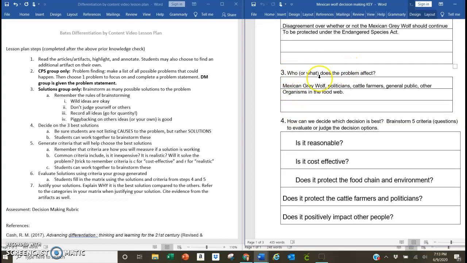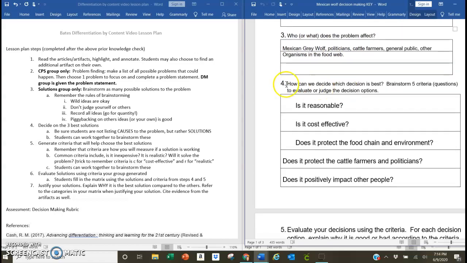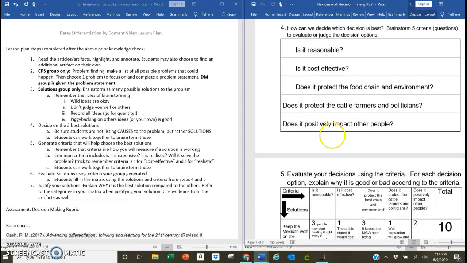They will all answer the questions, who does the problem affect? They've got to brainstorm, and how can they decide if the decision is best? Everybody will brainstorm 5 criteria, which are basically just questions about how they can evaluate each of the solutions. So is it reasonable, cost effective, etc. Everybody's criteria are going to look a little bit different.